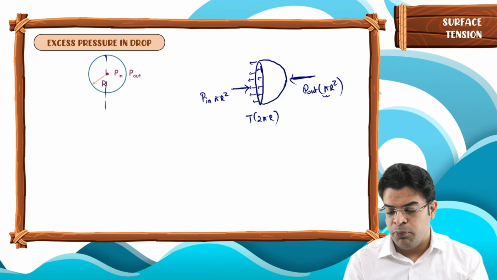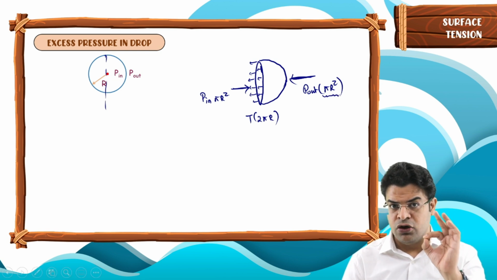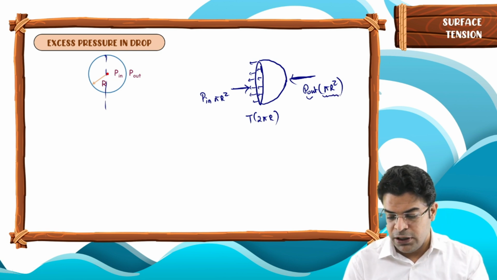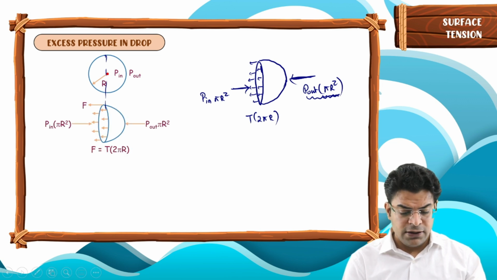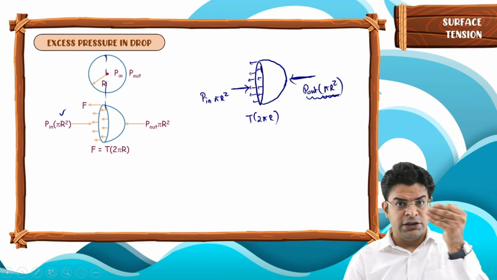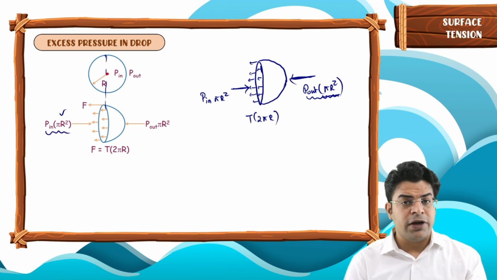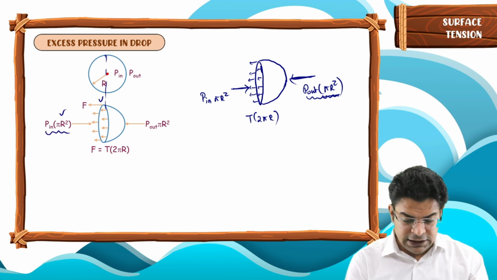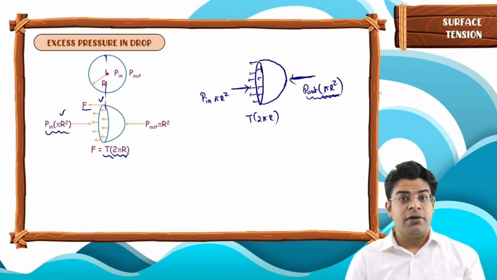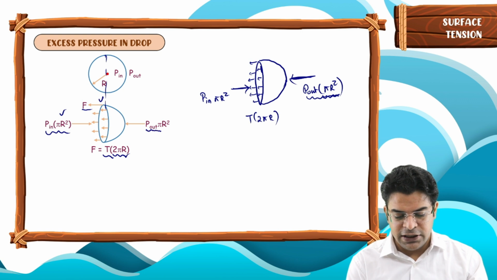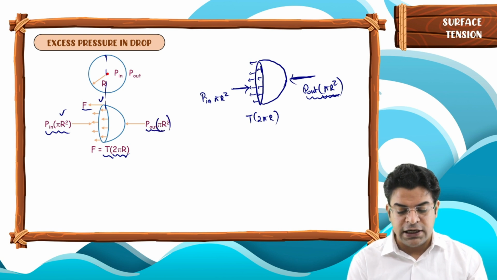How to take projected area? I will teach you guys in Gauss law. Do not worry. So we get P out into pi r square. So visualize the force profile. Due to the inside pressure, there is a force P in into pi r square. Due to the surface tension, there is a force towards left equal to T into 2 pi r. And due to the outside pressure, there is a force P out into the projected area, which will be pi r square.